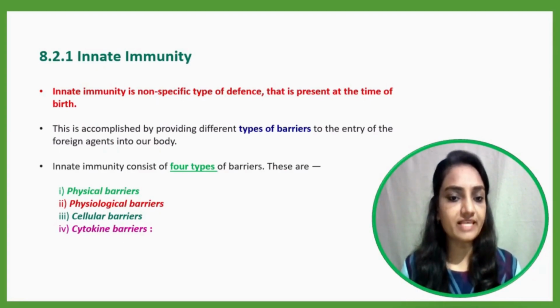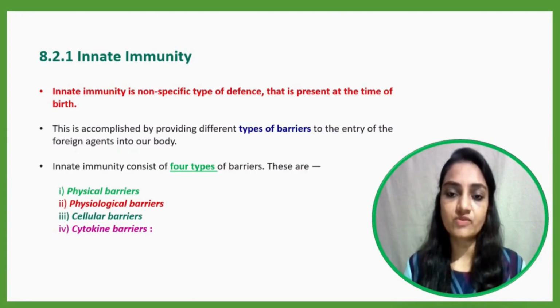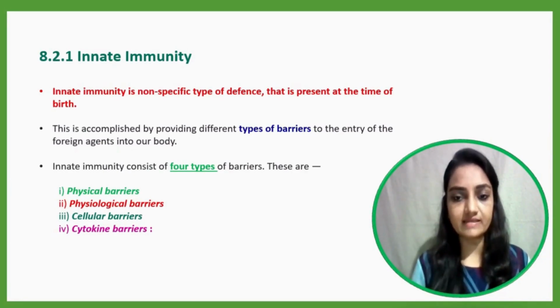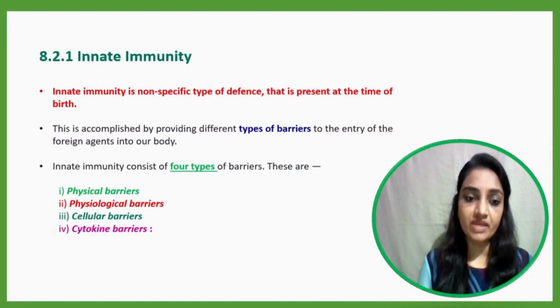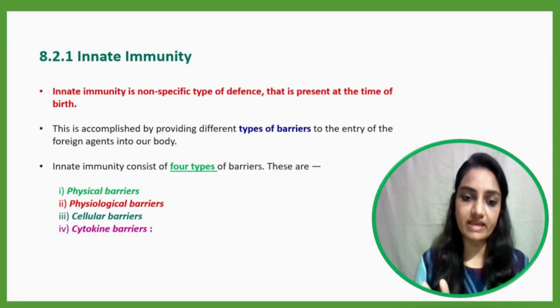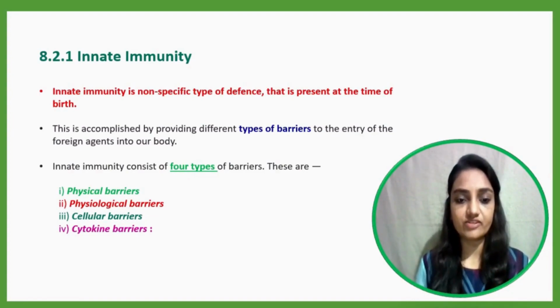This is accomplished by providing different types of barriers to the entry of foreign agents into our body. Innate immunity consists of four types of barriers, and these include the physical barrier, second the physiological barrier, the cellular barrier, and the cytokine barrier. We will discuss them one by one in detail.